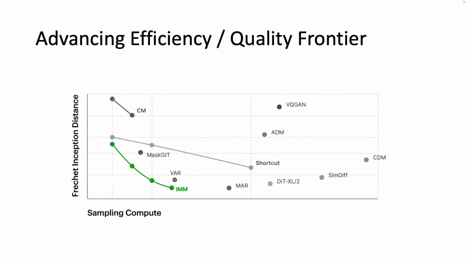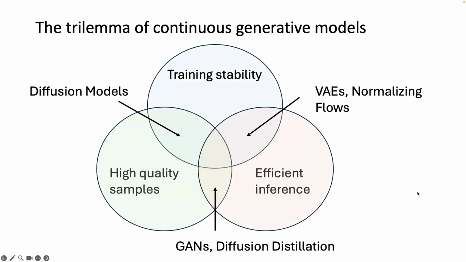And you can actually chart this in a Pareto optimal frontier where you ideally want to use less sample compute and you want to get lower Fréchet Inception Distance. So basically the lower left is what you are trying to get at. So I think IMM is actually on this efficiency quality frontier, based on when we published the paper. So yeah, that's all in all.